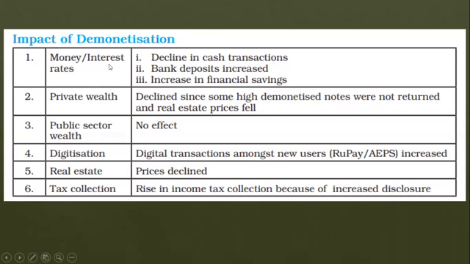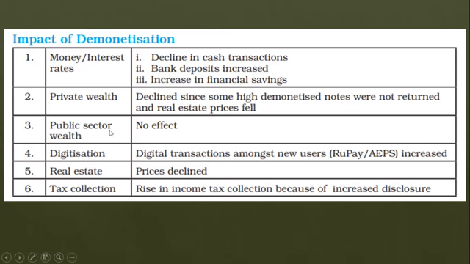So you all please remember, what happened to money and interest rate? Private wealth. I said the illegal things were to be converted as legal. So what happened? The real estate money price fell. Real estate value became very low.